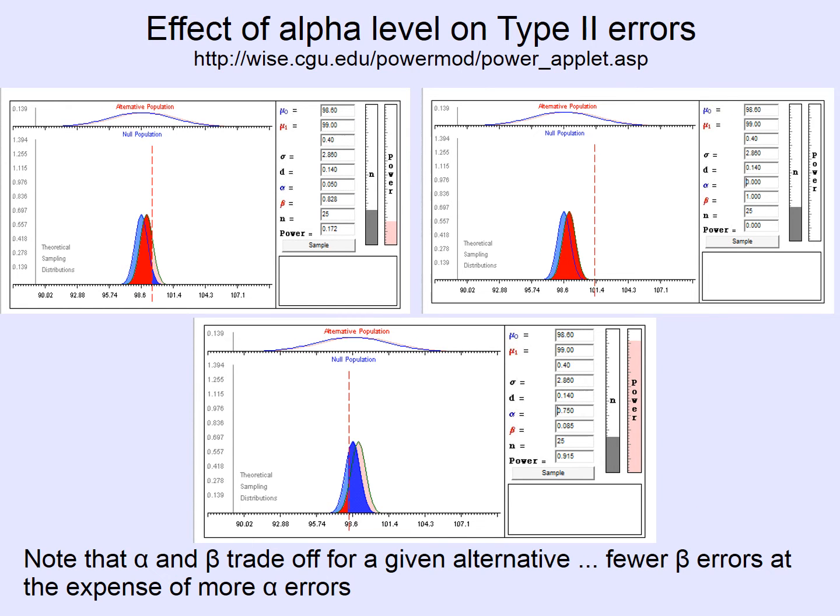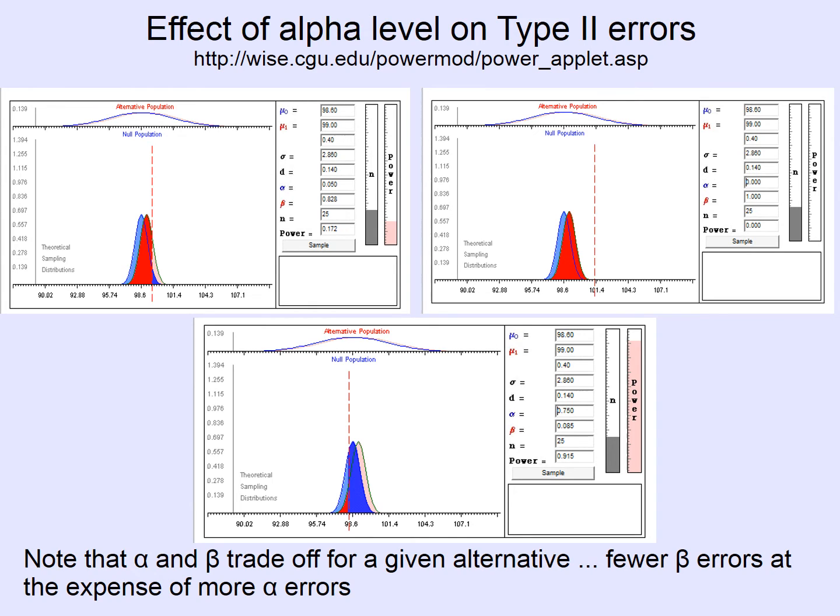This is an applet where you can go and play around with these things and their effect on beta. You can play around with differences in alpha and see what it does. It will calculate your beta error for you, and it will calculate your power. So you can look at my examples here and play around with it.